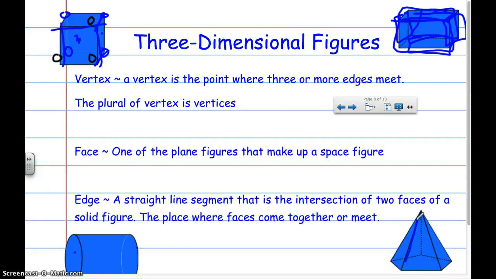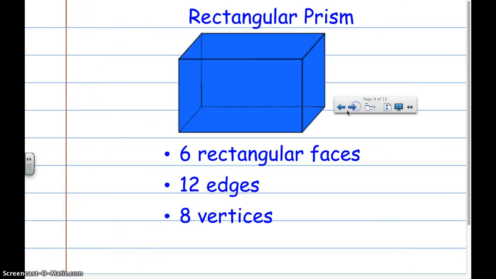This has a face right here, and these are edges because the faces come together. If you look, these two faces don't come together. They have this round piece in the middle. So a rectangular prism has 6 rectangular faces, 12 edges, and 8 vertices.